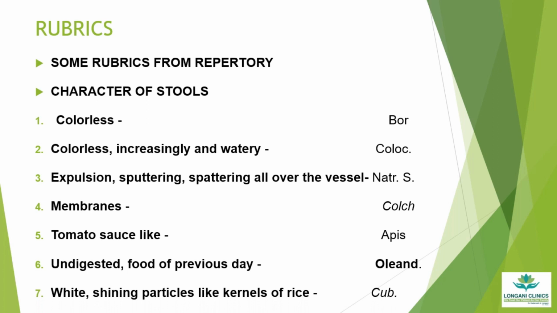Stool, membranous. The drug mentioned is colchicum. Stool, tomato sauce like. The drug mentioned is apis. Stool, undigested food of previous day. The drug mentioned is oleander. Stool, white shining particles like kernels of rice. The drug mentioned is cubeba.